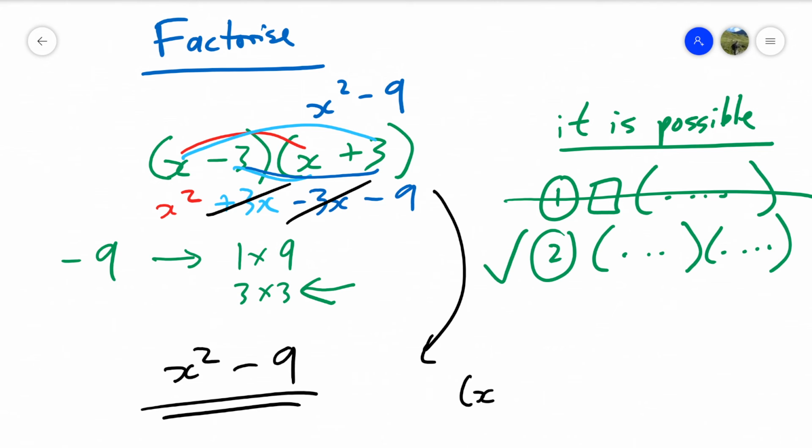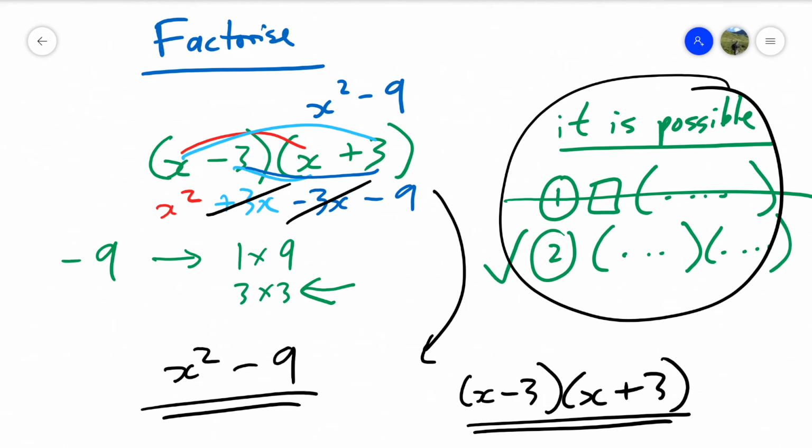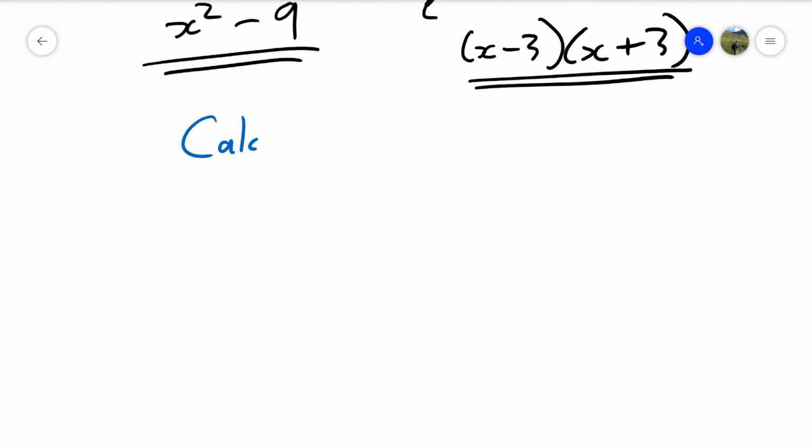So let's just write the answer out neatly again. The answer was x minus 3, x plus 3. Did you see how we did it? I like to think that's quite a nice example of how powerful this technique is, of having a 2-step process for factorizing. Let's do some more calculates. I'll let you know when I've written the whole list.